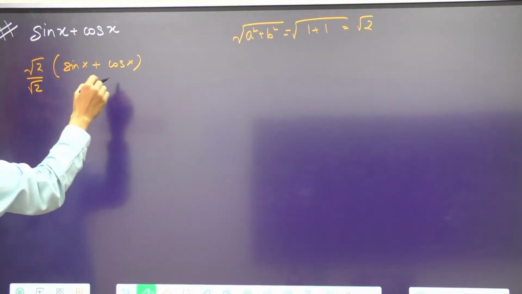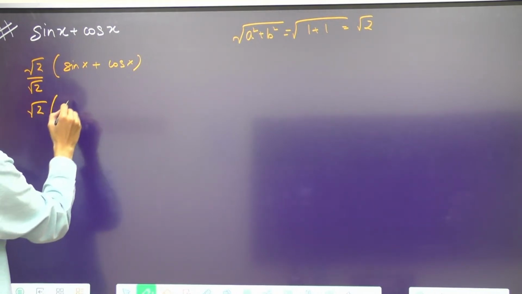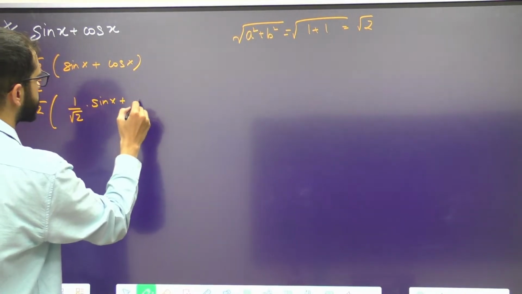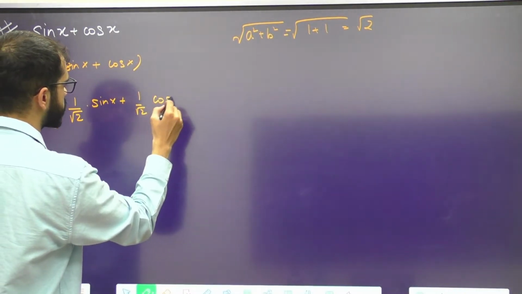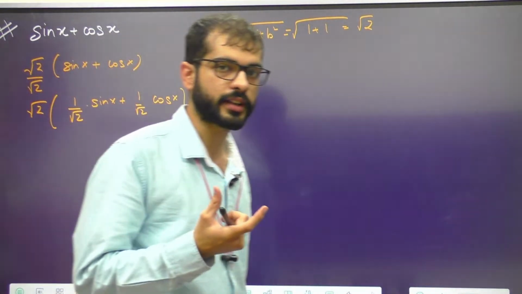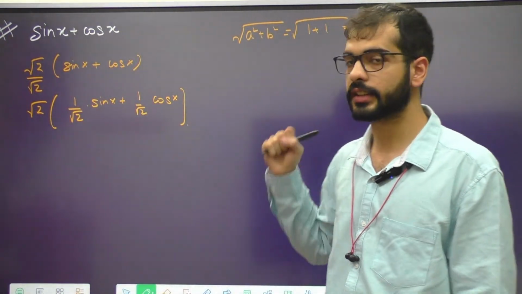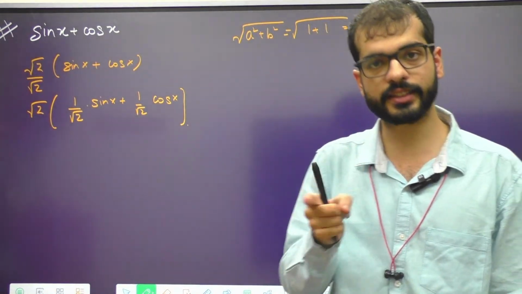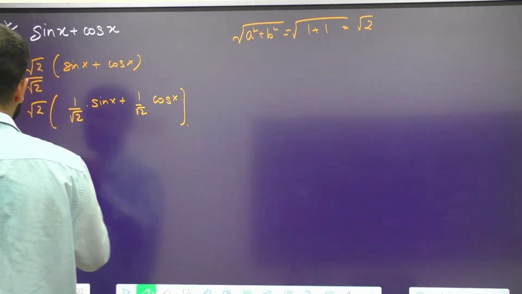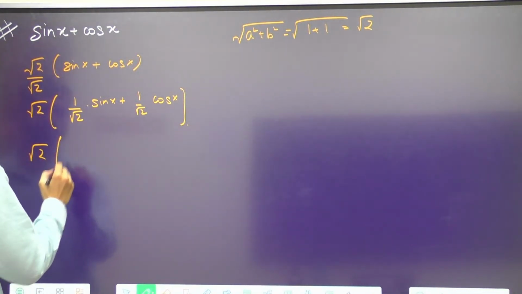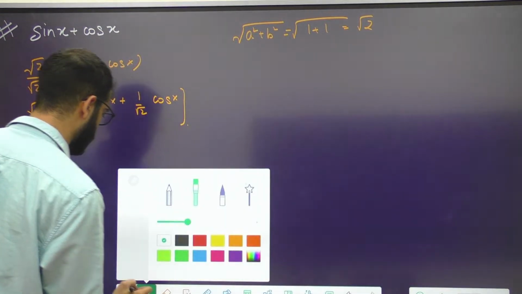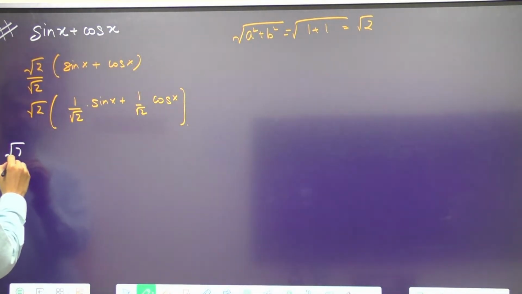Taking the denominator inside the brackets, I will get root 2 times 1 upon root 2 sin x plus 1 upon root 2 cos x. Now in this expression, we all remember the values from class 10th, that 1 upon root 2 is the value of sin 45 and that is the value of cos 45. So now I can substitute the values over here and I am going to get root 2.